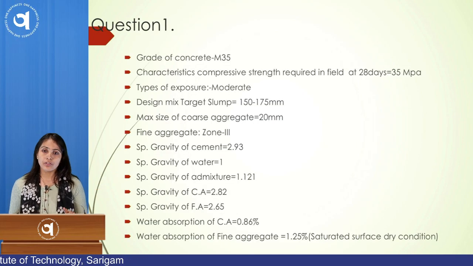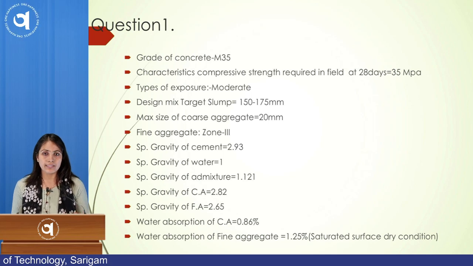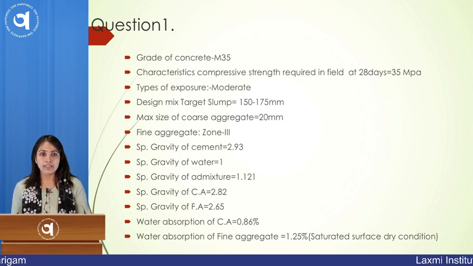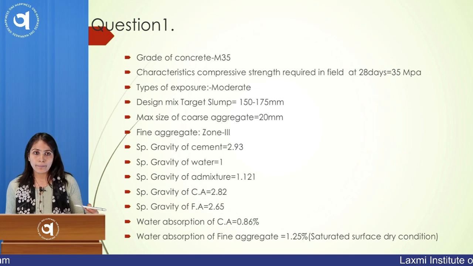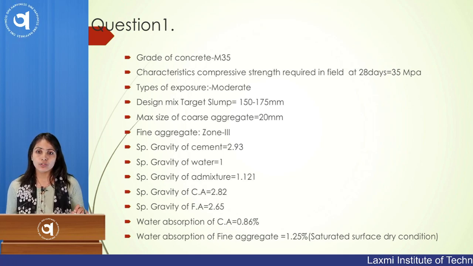See, this question is based on the mix design, and the question here is for the grade of concrete we have M35. Characteristic compressive strength required in the field at 28 days is 35 megapascal, that is 35 Newton per mm square. Type of exposure is moderate. Design mix target slump, means the slump value you have, is 150 to 175 mm. Maximum size of coarse aggregate is 20 mm.